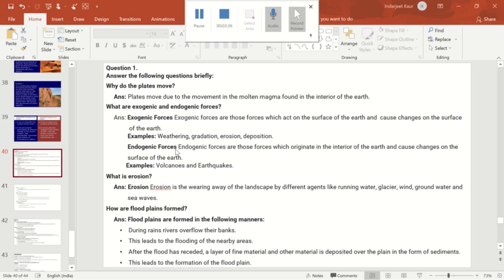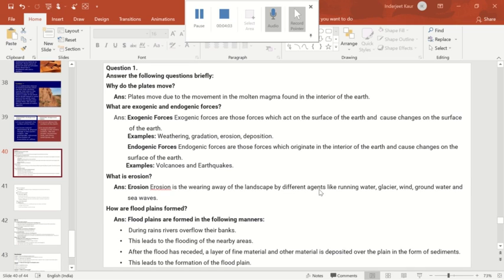Next question is, what is erosion? Erosion is the wearing away of the landscape by different agents. Now, wearing away means to take away. Fine, wearing away, to move or to take away. So, erosion is a process of taking away of the landscape by different agents.